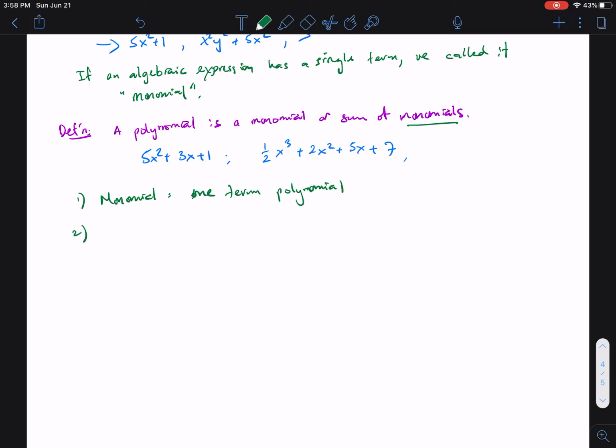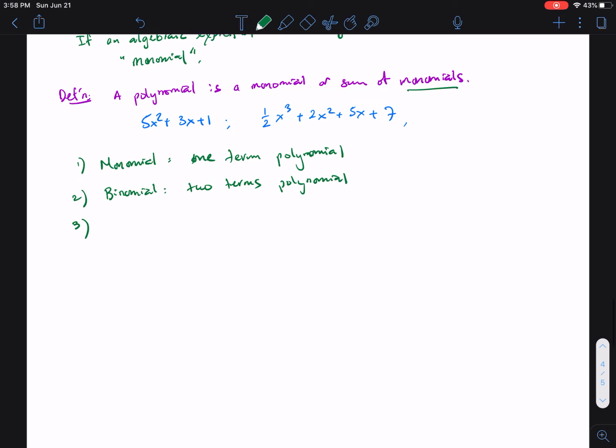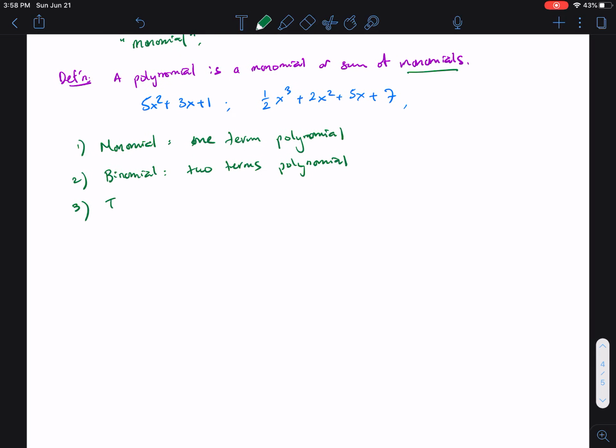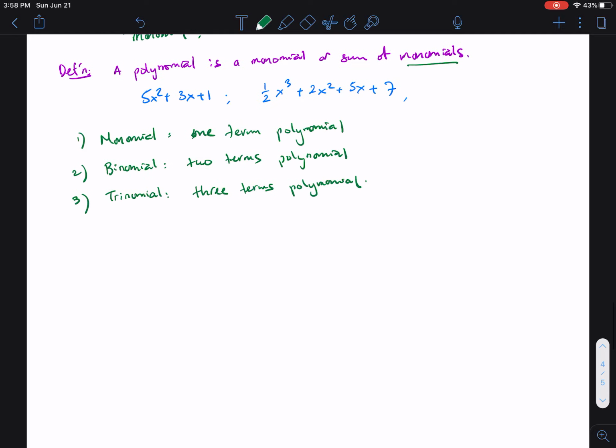And then we have binomial. So binomial would be a two term polynomial. And then the third one will be trinomial. So that's a three term polynomial, right?